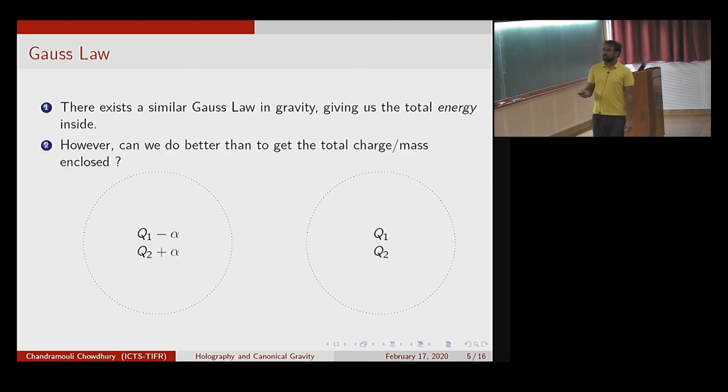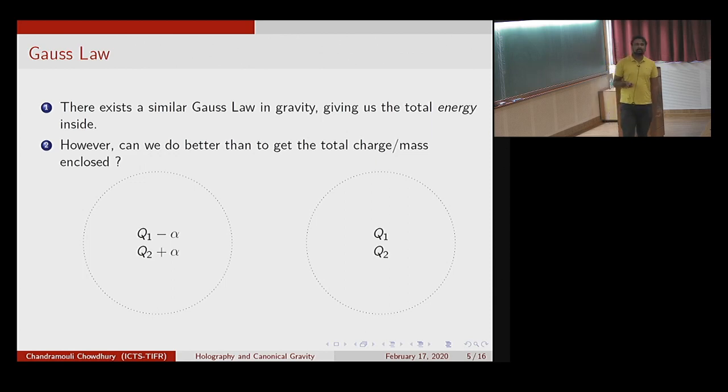Now I can also do this in order to measure the total charge inside, and this is what we generally do in classical electrodynamics. That is, let's say we had charges Q1 and Q2, then the total information that I would get by measuring the surface integral of E dot ds is really Q1 plus Q2. And the question is, can we really distinguish this state from this state, where I no longer have Q1 and Q2 present, but I have Q1 minus alpha and Q2 plus alpha, such that the summation remains constant?